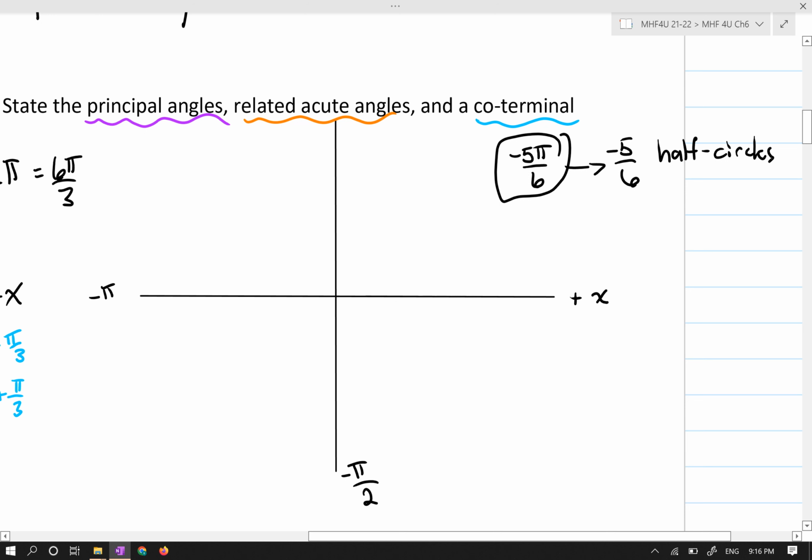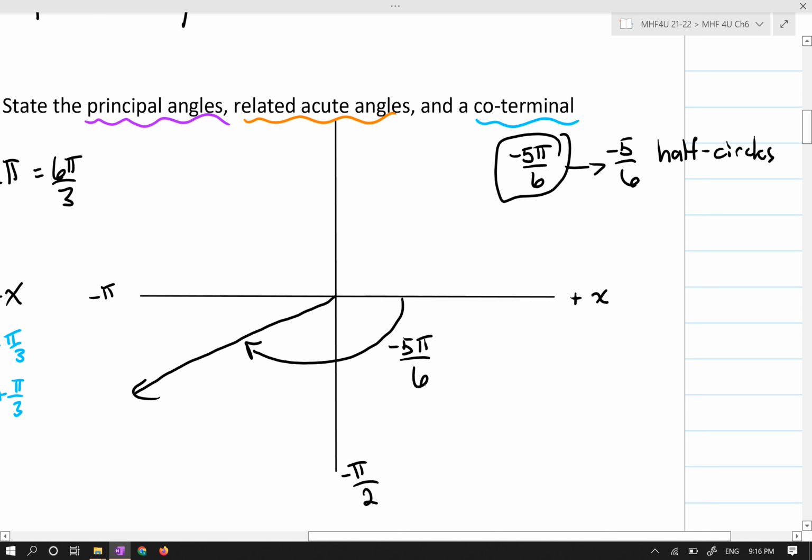Okay, well, negative 5 over 6 half circles, that's going to be a further distance than negative half of a half circle, and it's not quite going to be all the way around. So we're working here, and we should have something like this. And we know right here how much distance is in between these. We'll find that in a moment. So this means, okay, we're working here. This angle that we found, this is negative 5 pi over 6.